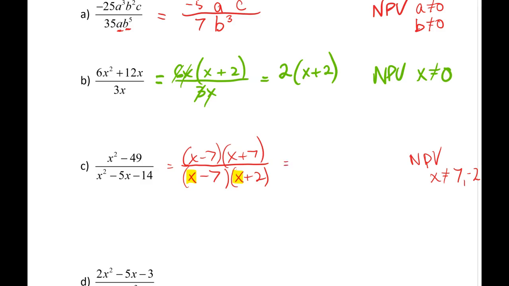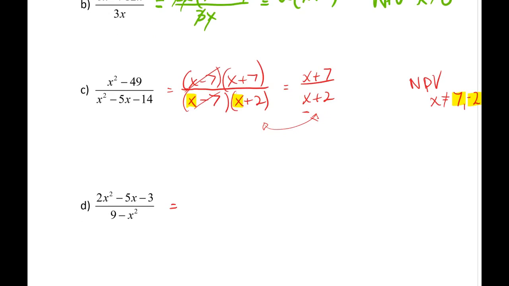And so if I simplify, what can be simplified? X minus 7 cancels, so I have x plus 7 over x plus 2. Now notice what the NPVs are. They are 7 and negative 2. If you look at our simplified version, really the only problem is a negative 2. But because these have to be equivalent, the NPV is still 7. So make sure when you're looking for NPVs, you always look at the original factored version, not the simplified version.